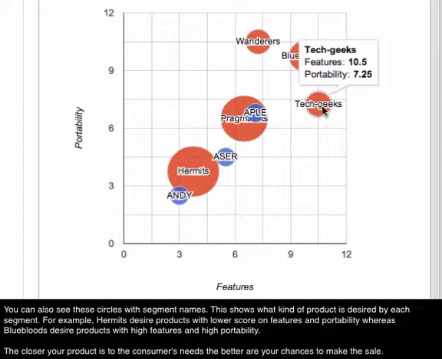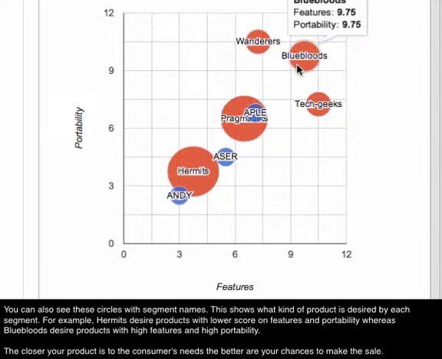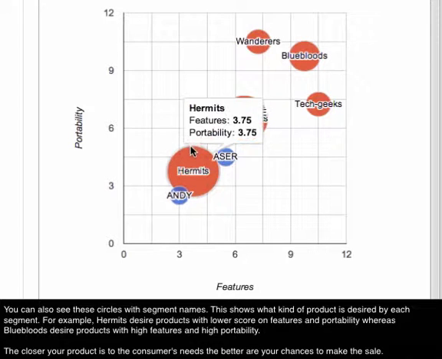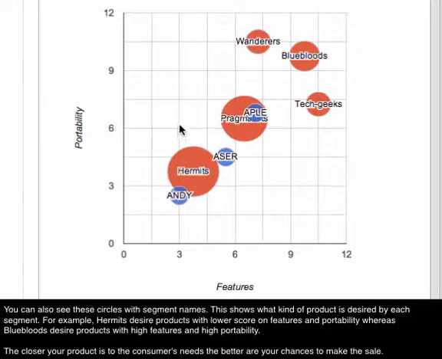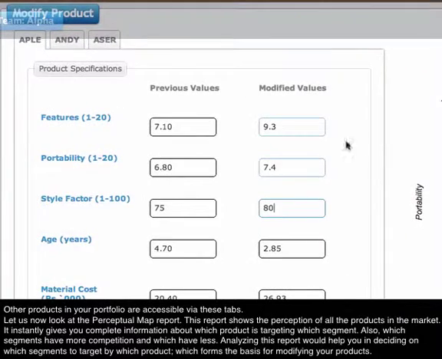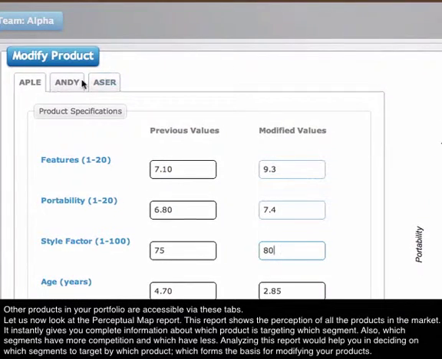You can also see these circles with segment names. This shows what kind of product is desired by each segment. For example, hermits desire products with a lower score on features and portability, whereas blue bloods desire products with high features and high portability. The closer your product is to the consumer's needs, the better are your chances to make the sale. Other products in your portfolio are accessible via these tabs.